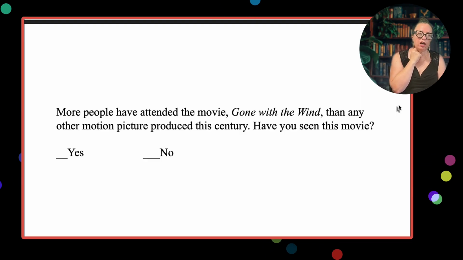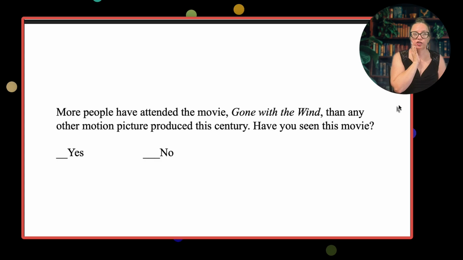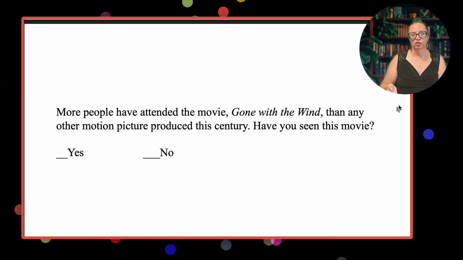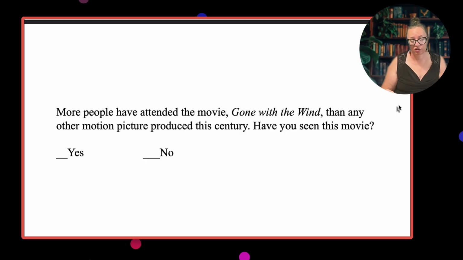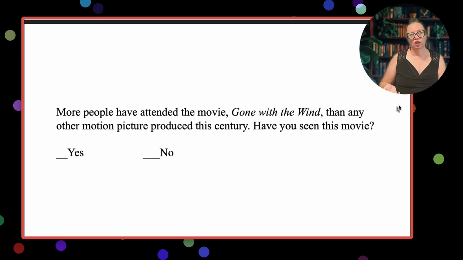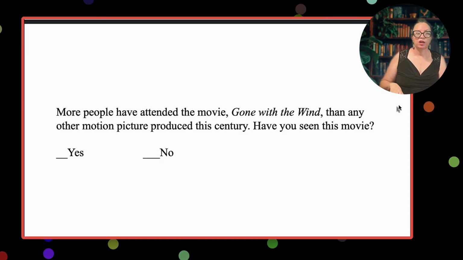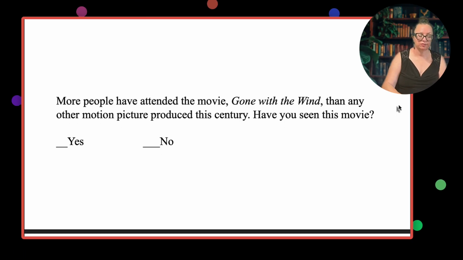More people have attended the movie Gone with the Wind than any other motion picture produced this century. Have you seen this movie? This is a bit of a loaded question. If what they really want to know is, have you seen Gone with the Wind, that's all they should have asked. This other information about how so many people have seen it might bias an individual's response. They might think to themselves, well, maybe I have seen it if everybody else has. So that's not good wording. Just keep it simple.